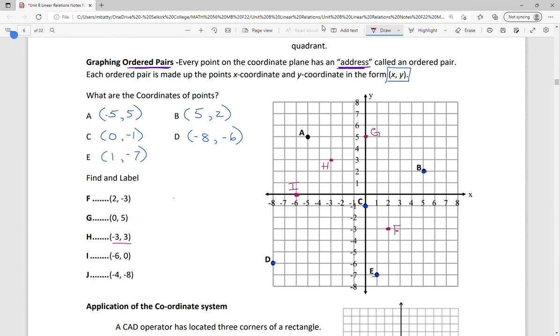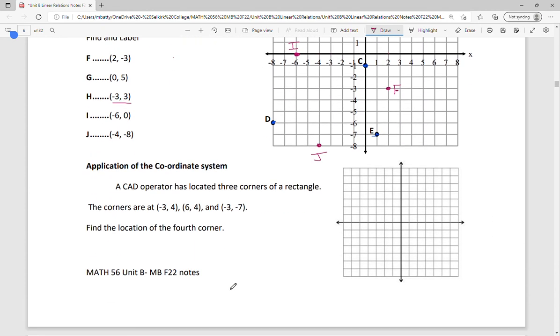Sometimes I just get them backwards. I don't have a solution for that. It just happens. The last one, J, is -4 and -8. So this is spot J. You can try this one. The last one is just a little application of this. This is not a very hard section, so don't look.